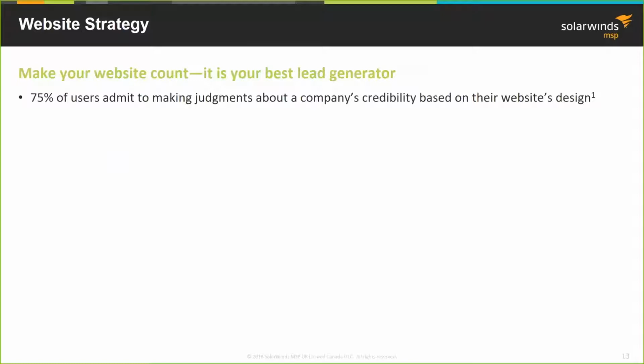75% of users admit that they make judgments about a company's credibility based on their website design alone. This is no longer the welcome mat. This is the place where people go to make decisions about you and your company. Think about it like your Match.com profile, if you will. People need to be able to be convinced that you're worth working with.